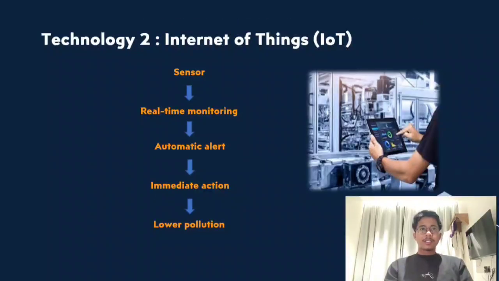The second technology is the Internet of Things, or we call IoT. IoT uses smart sensors installed throughout the plant to continuously monitor important parameters such as gas emissions, wastewater quality, pressure, and temperature. Whenever abnormal conditions are detected, the system immediately sends alerts to operators. This enables quick corrective actions before environmental pollution or equipment failures become serious. Real-time monitoring also improves environmental compliance and enhances workplace safety.